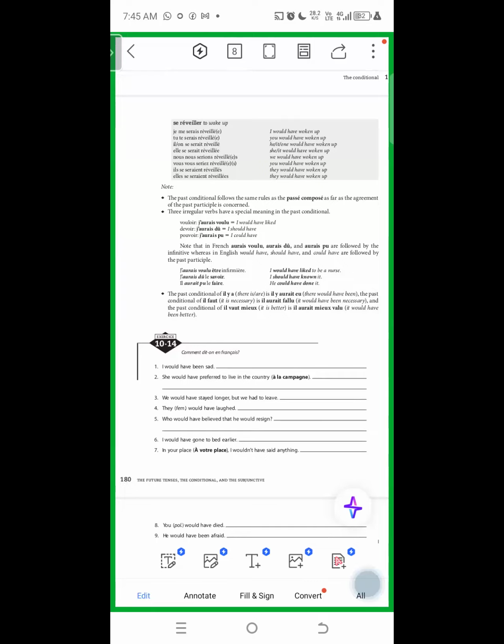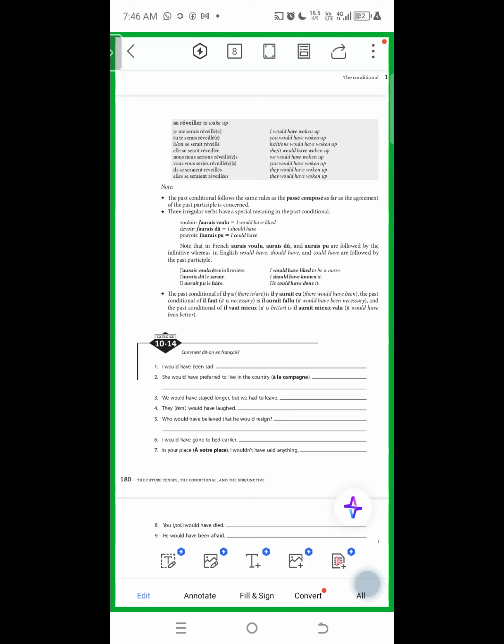Three irregular verbs have a special meaning in the past conditional. What are they? Vouloir, j'aurais voulu, I would have liked. Devoir, j'aurais dû, I should have. Pouvoir, j'aurais pu, I could have.